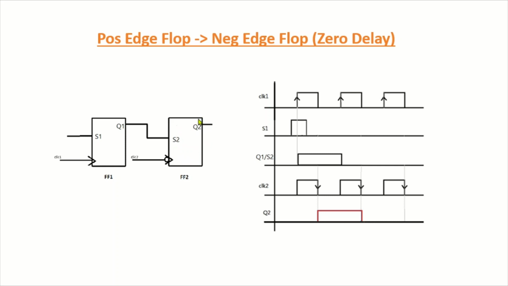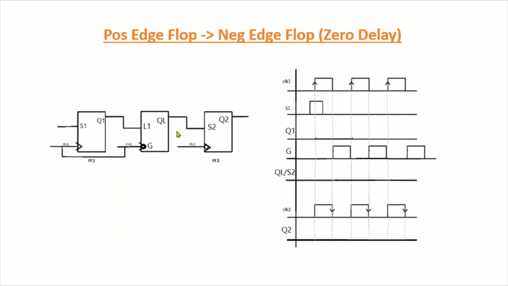In order to avoid this, we need to shift the data in such a way that in the first shift, the data has to come at Q1, and at the second shift, the data has to come at Q2. In order to achieve this condition, we need to insert a lockup latch between Q1 and Q2. So in this condition, we are inserting the negative trigger lockup latch in between the posedge and negedge flop.